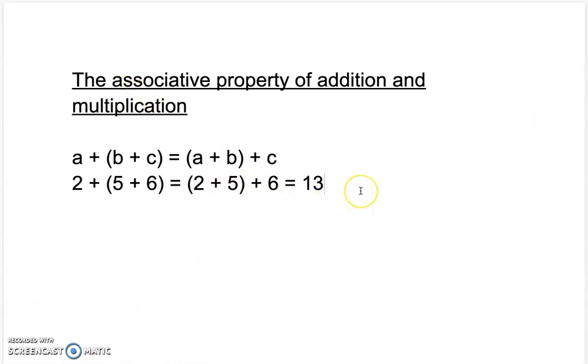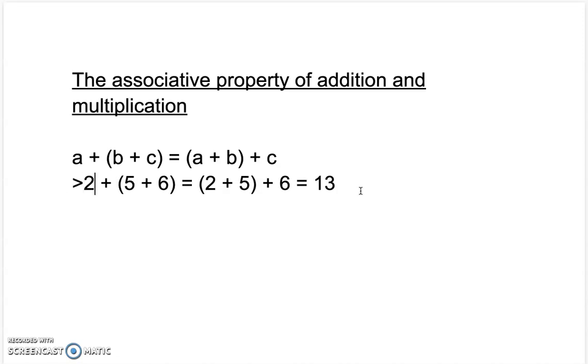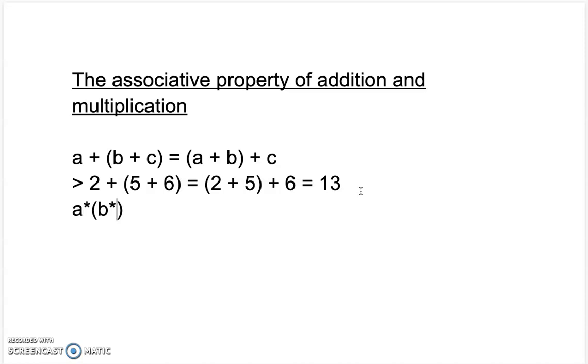Now I'll teach you the associative property of multiplication. The associative property of multiplication states that (A × B) × C is the same thing as A × (B × C).